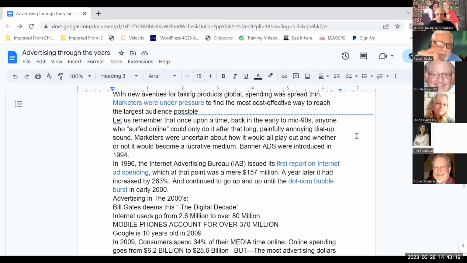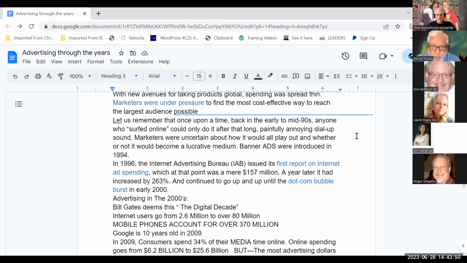Let us remember that once upon a time, back in the early to mid-90s, anyone who surfed online could only do it after that long, painfully annoying dial-up sound. Yep, I remember that too. And when you got an email, there was a trumpet blast that announced that you had an email. Boy, was that long and boring. Marketers were uncertain about how it would play out and whether or not it would become a lucrative medium.